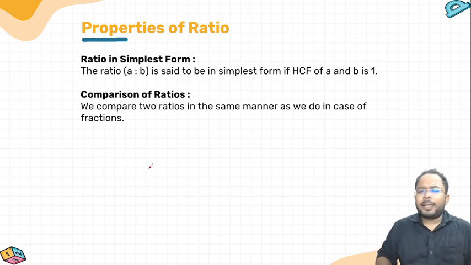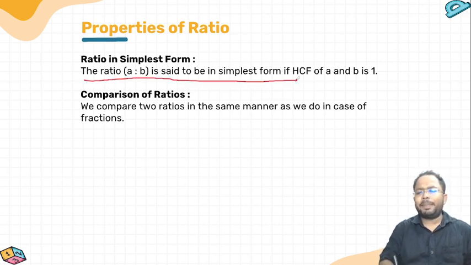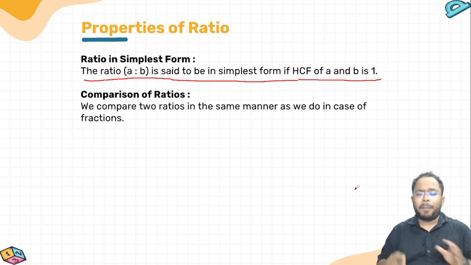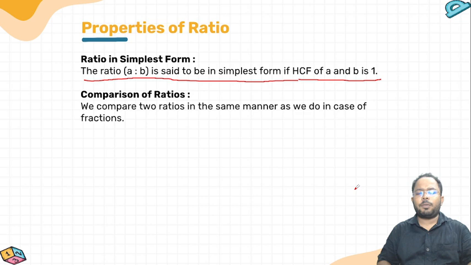Ratio being the simplest form. As I mentioned, a ratio is said to be in the simplest form if the HCF of A and B is 1. Generally we represent ratios in the simplest form, but they may not always be. A ratio is said to be in the simplest form when the HCF of A and B is 1.